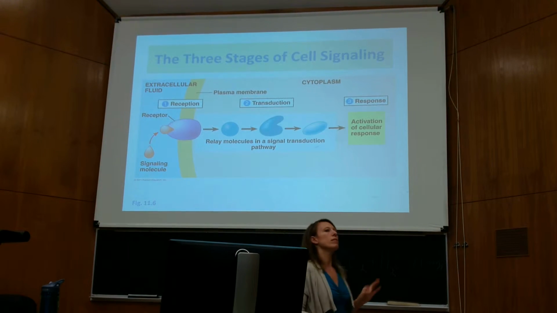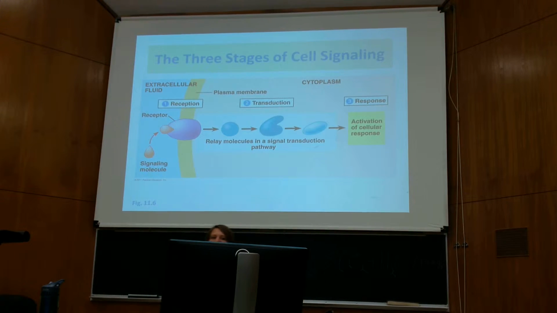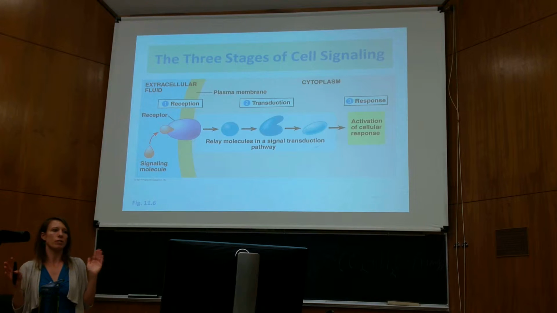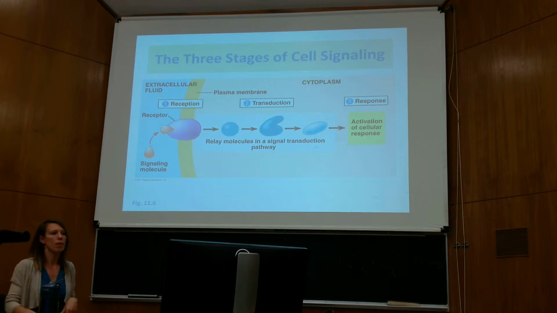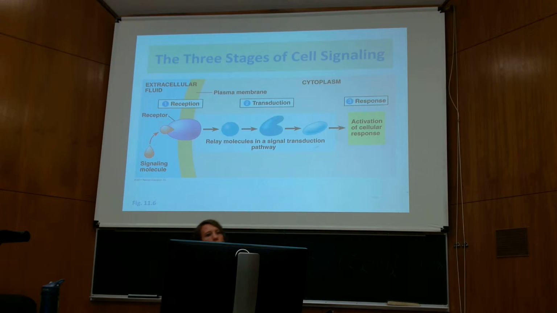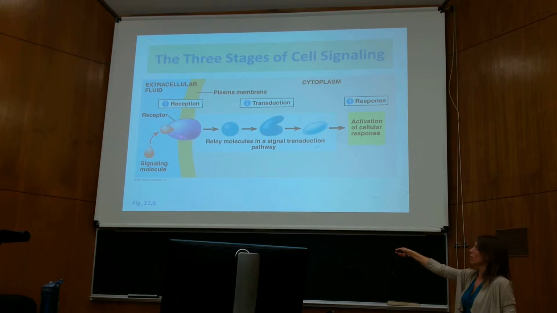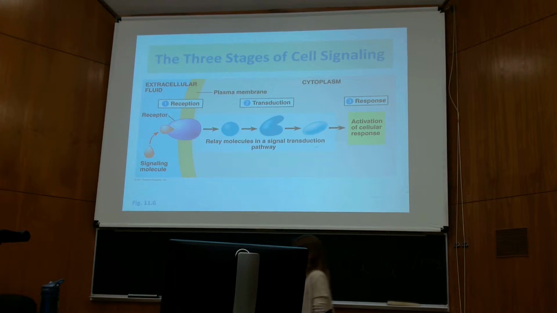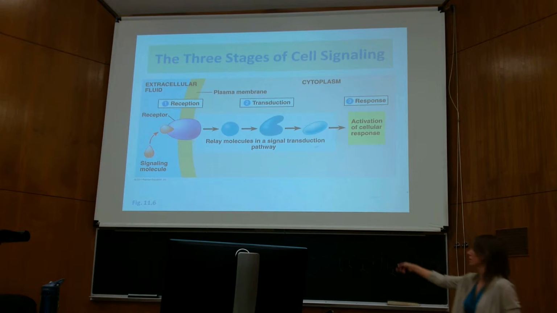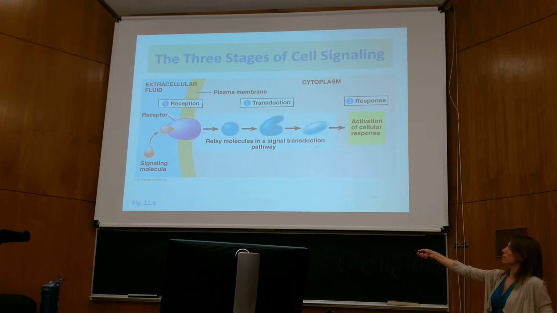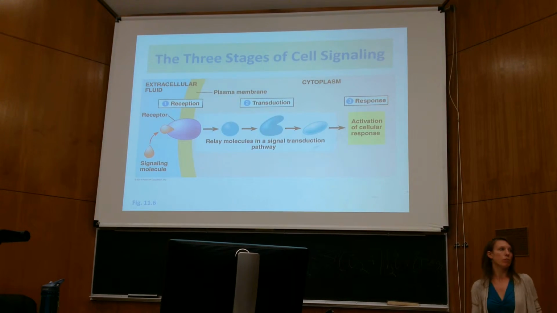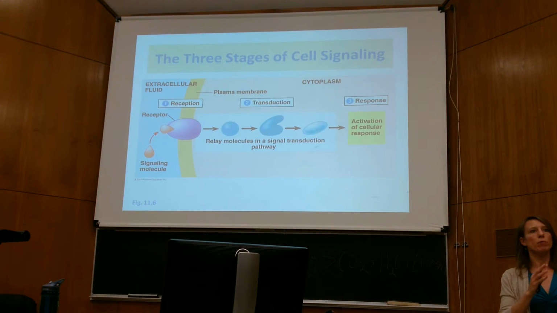Once the signal has been received, there are three stages of cell signaling. The first one is reception, where the molecule binds to a cell protein. The second is transduction, which is usually made up of a series of relay molecules that are typically proteins. When this signal binds this receptor, which is a protein, if something binds a protein, what usually happens to that protein? It changes shape.